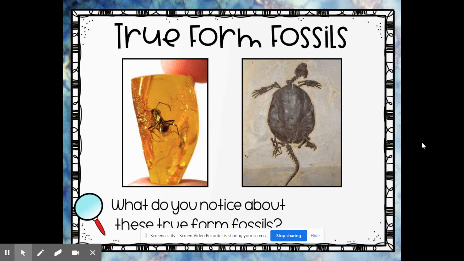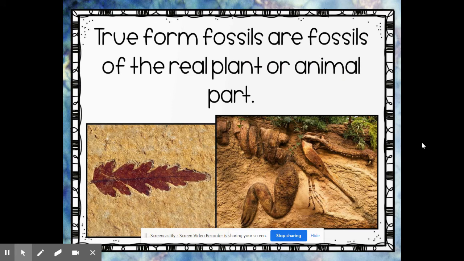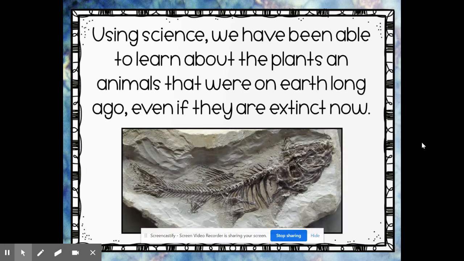True form fossils. What do you notice about these true form fossils? True form fossils are fossils of the real plant or animal part. Using science, we have been able to learn about the plants and animals that were on Earth long ago, even if they are extinct now.